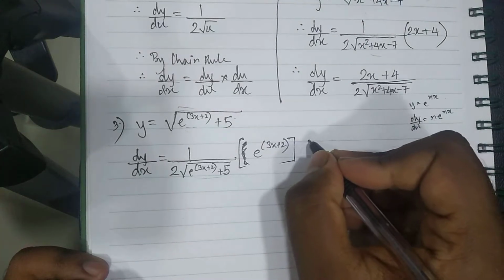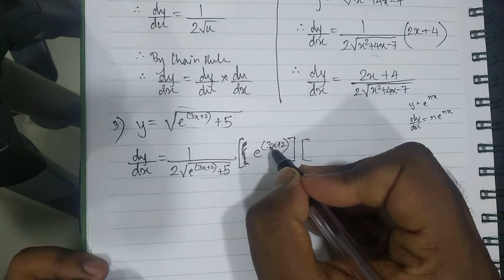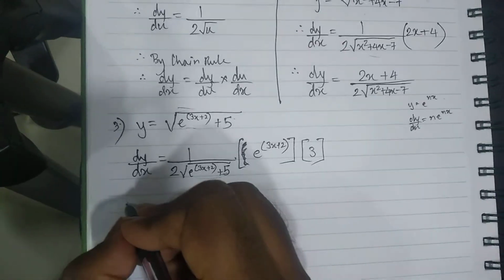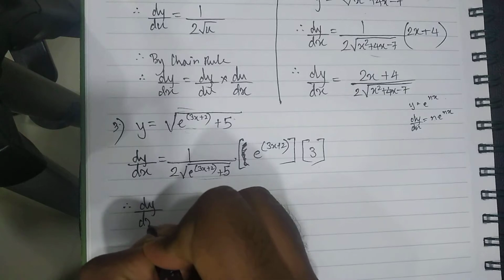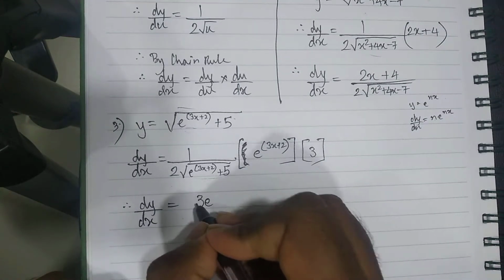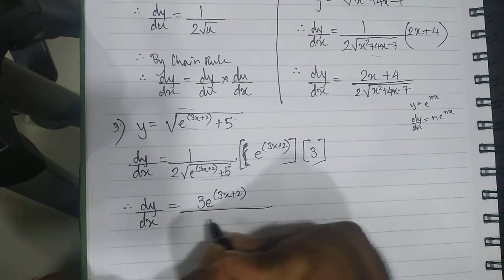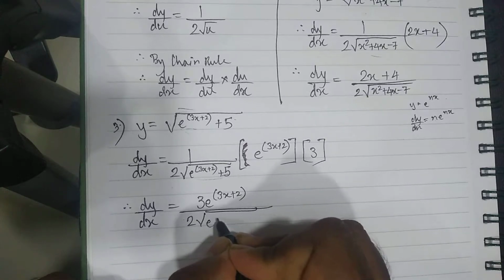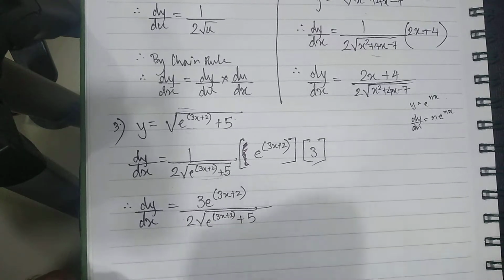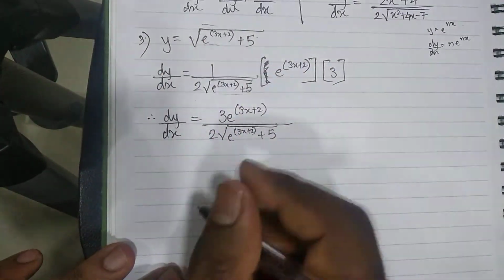Now the derivative of 3x plus 2 will be multiplied to this entire thing. Let's do that. Derivative of 3x is simply 3. Derivative of 2 is 0. So therefore you will get dy by dx equal to, in 2 steps you will get the answer out. So this is 3 times e raised to 3x plus 2, the whole upon 2 root e raised to 3x plus 2 plus 5. Alright, so that was our answer for this particular function.